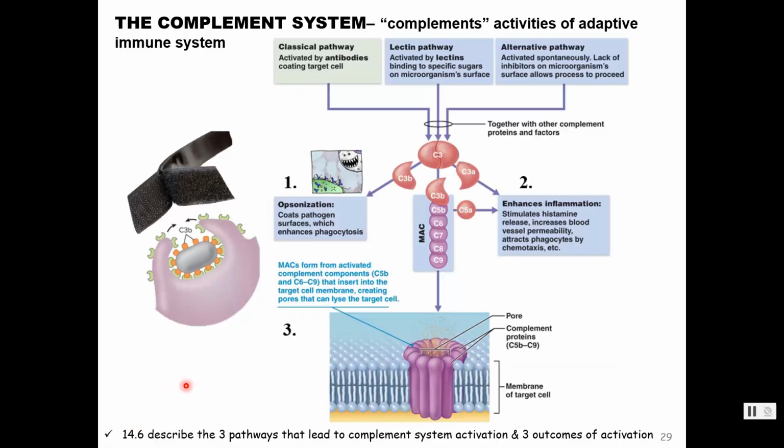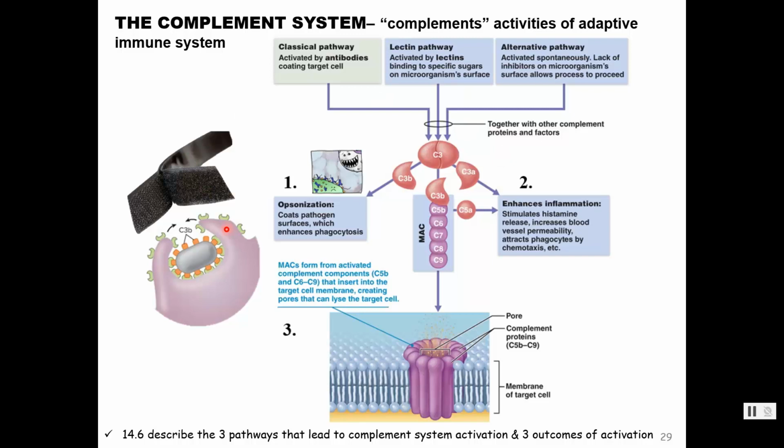I like this picture. It's from the A&P book instead of yours. Yours had just tiny little writing. We want to talk about the outcomes of activation. We have the C3, it splits into C3b and C3a, because we got that C3 convertase. So there are three things the complement does.